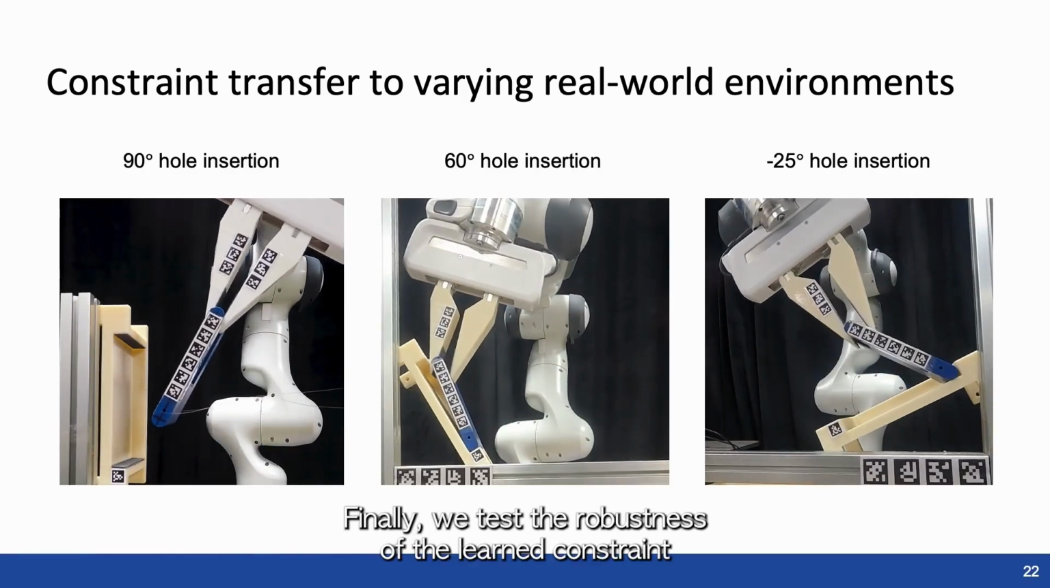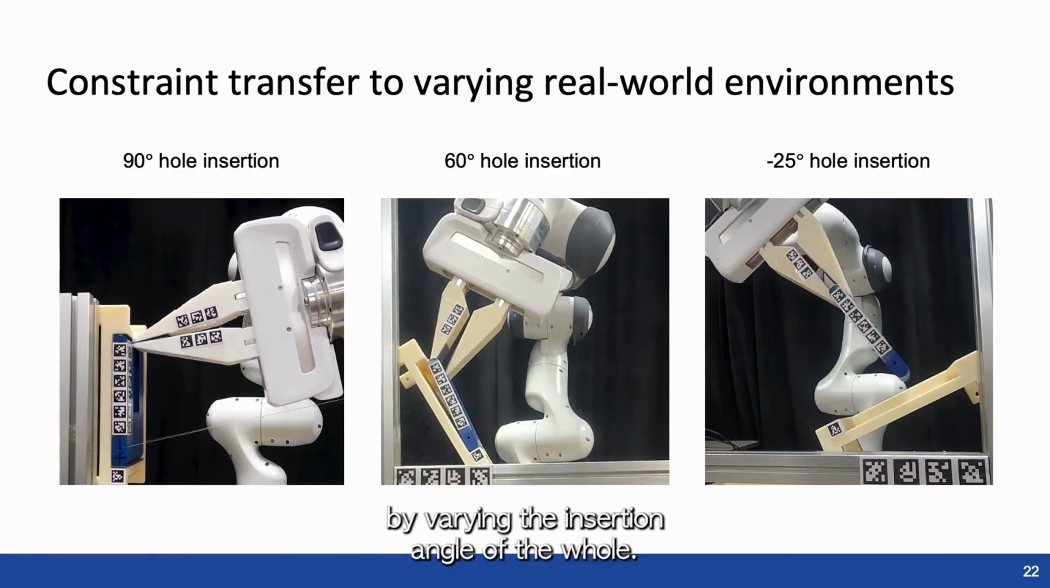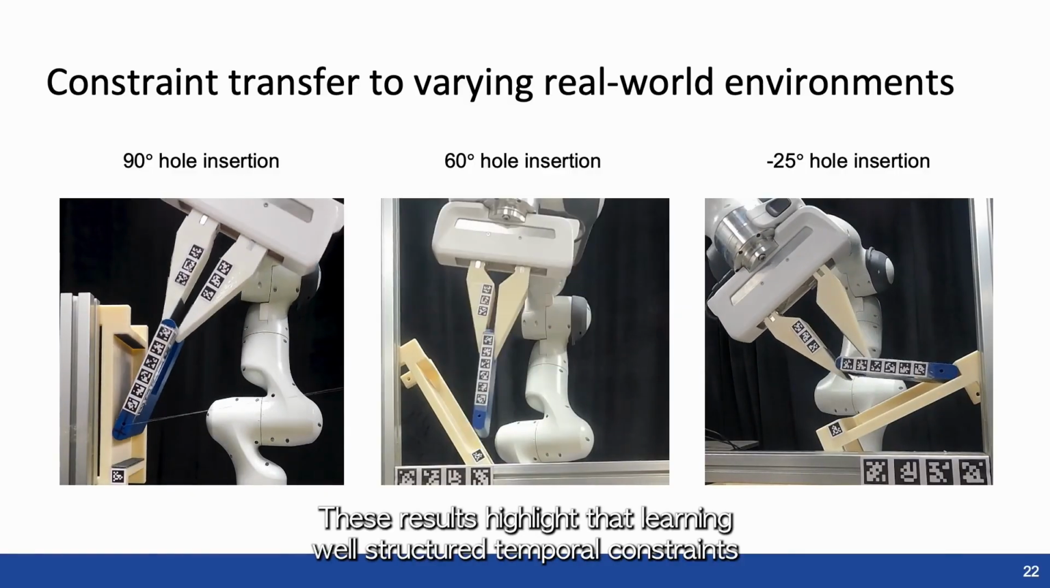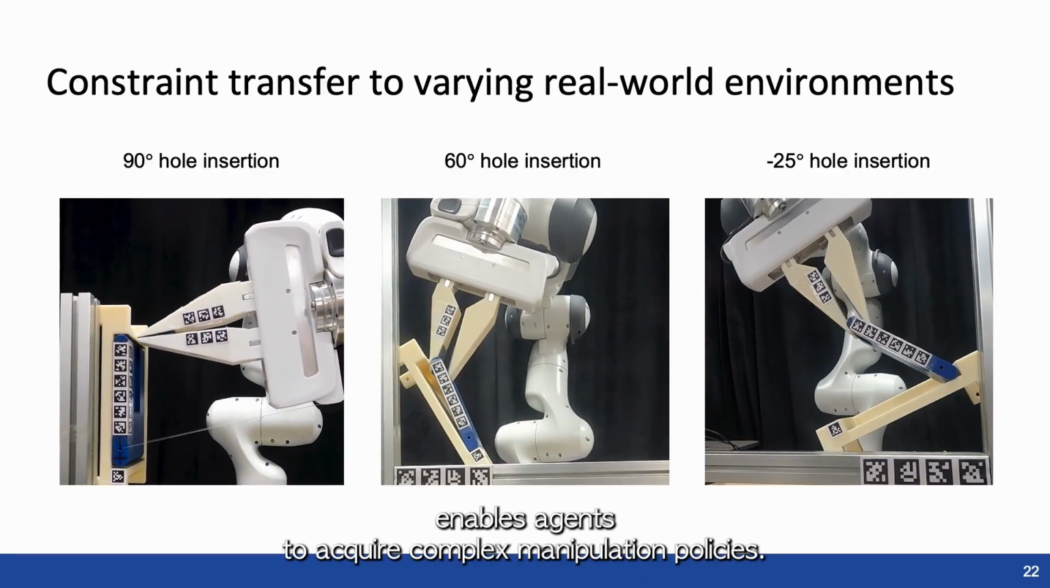Finally, we test the robustness of the learned constraint by varying the insertion angle of the hole. These results highlight that learning well-structured temporal constraints enables agents to acquire complex manipulation policies.